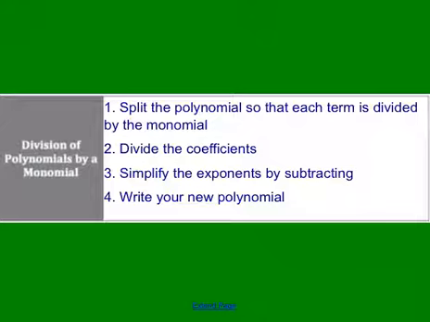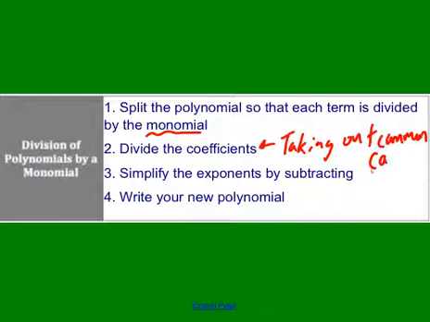This is what we're going to do with the division of polynomials by a monomial. So a monomial is 1 term, so it's just going to be 1 variable. Divide the coefficients, right? So you're taking out common factors when you do this. You're taking out all the common factors. Simplify the exponents and write your new polynomial. Notice it says subtracting here. That's because when you divide exponents, you subtract the powers.